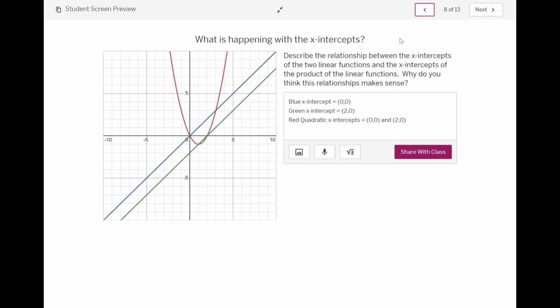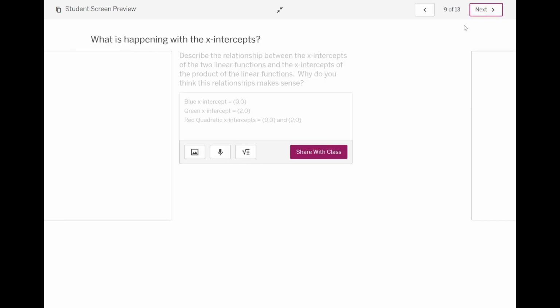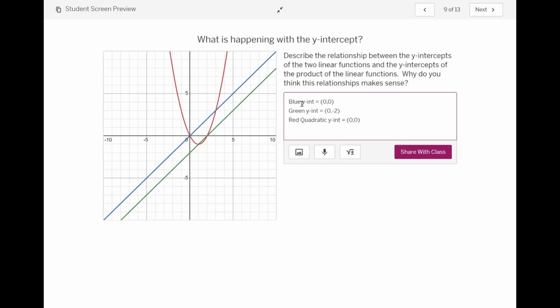So again, the x-intercepts, you have two linear equations. Two linear equations means two x-intercepts. Those are the same x-intercepts on the quadratic. Again, we got that quadratic by multiplying together those two functions. And then over here, for the y-intercepts, it turns out if we multiply the y value of the y-intercepts together, we get the y value of our quadratic.